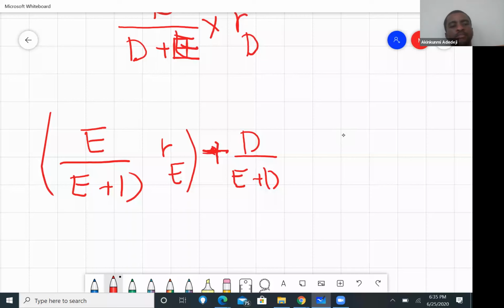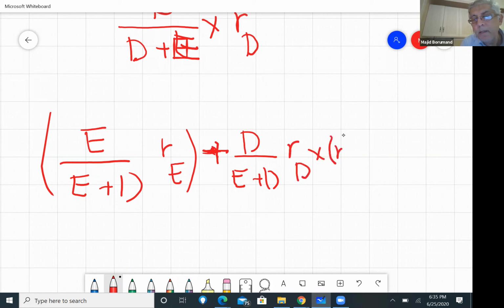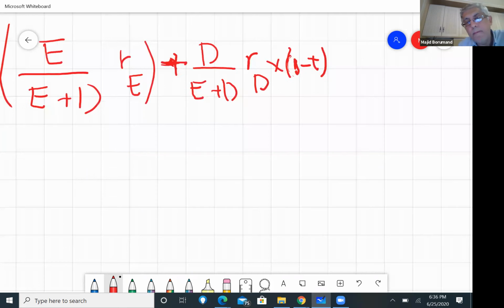Times RD. And as was said, the government comes in and subsidizes your debt. A subsidy. It subsidizes your debt. All right. So this is your WACC. This is your cost of capital.